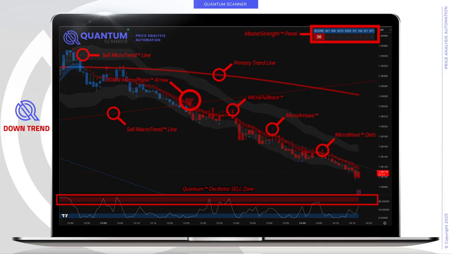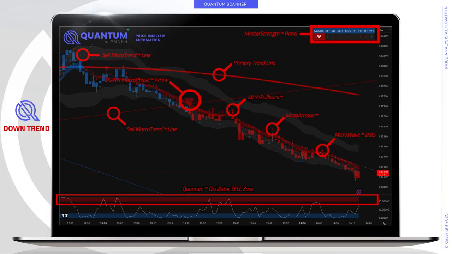Referring to the Master Strength panel in the upper right-hand corner, we now see that we have lower scores with a red surrounded cell and downward trend arrows for the respective time frames. This assists us to indicate that price overall is headed in the downward direction.